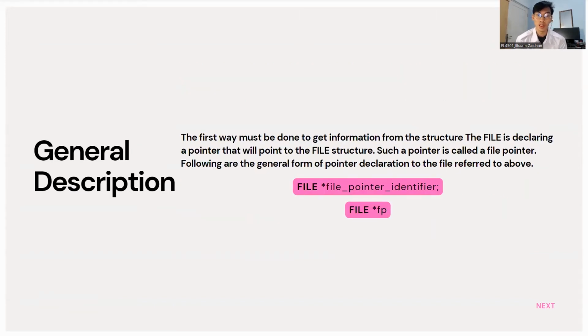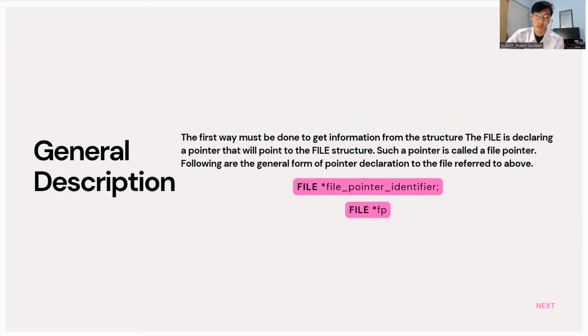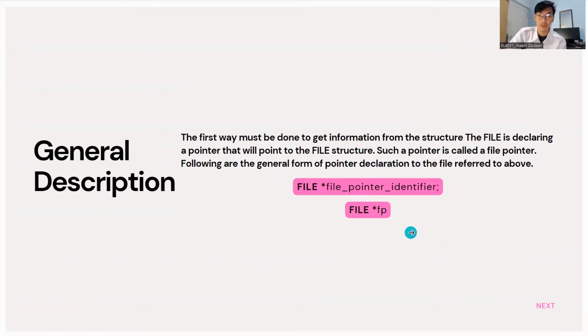Okay, the first thing that must be done to get information from the file structure is declaring a pointer that will point to the file structure. Such a pointer is called a file pointer. Following is the general form of pointer declaration to the file referred to above. For example, we will declare a pointer with the name of hfp to point to the file structure. So the syntax for writing is as follows. Yeah, this is the syntax.